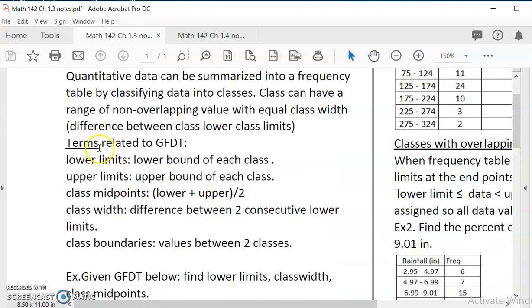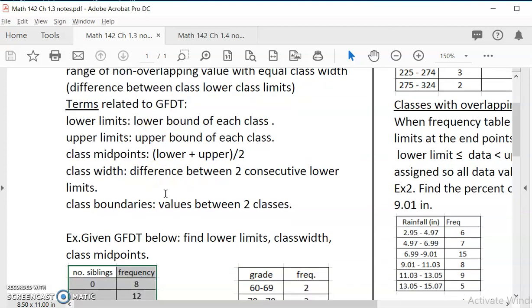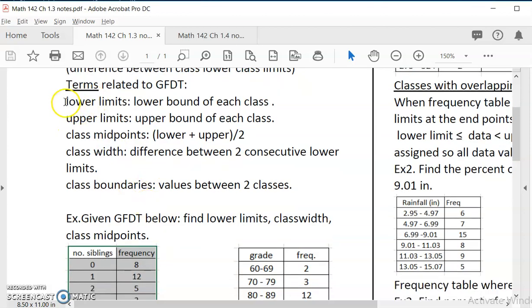There are some terms related to GFDT, the frequency distribution table. So let's go through them. We'll use them later on to graph them and also do calculations on them. Okay, so the first term is called lower limit.